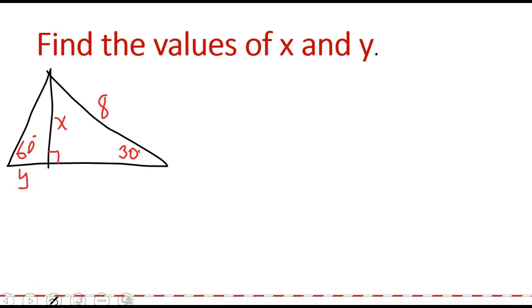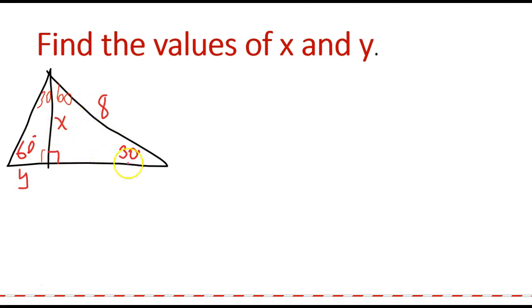All right, let's do this one. Find the values of X and Y. Okay, so we look at X here. Now watch, this is 30, 90, so this here should be 60. And this one is 60, of course this is 90, also this would be 30. So look at each triangle separately, one by one. First of all, we have X here.